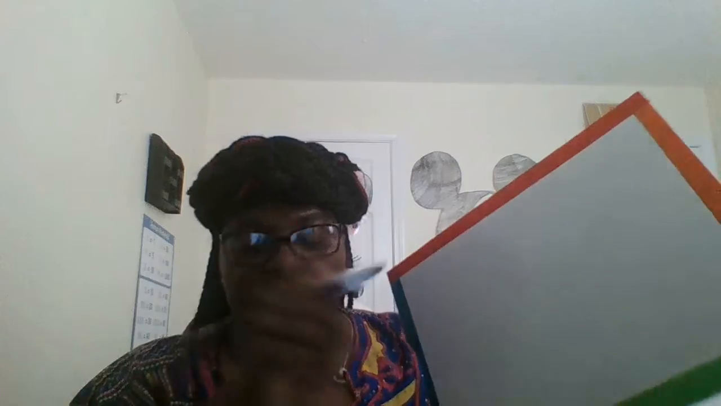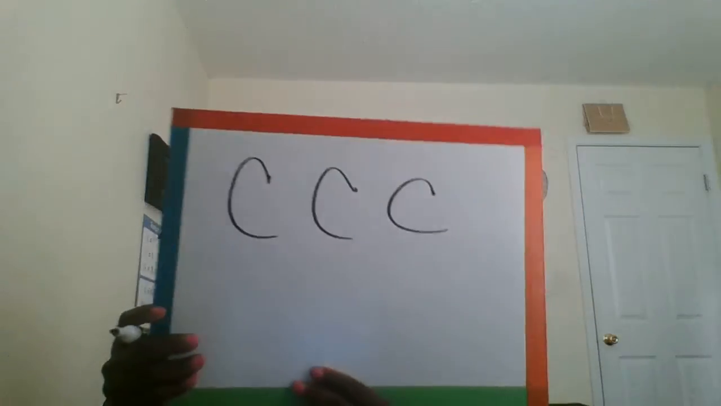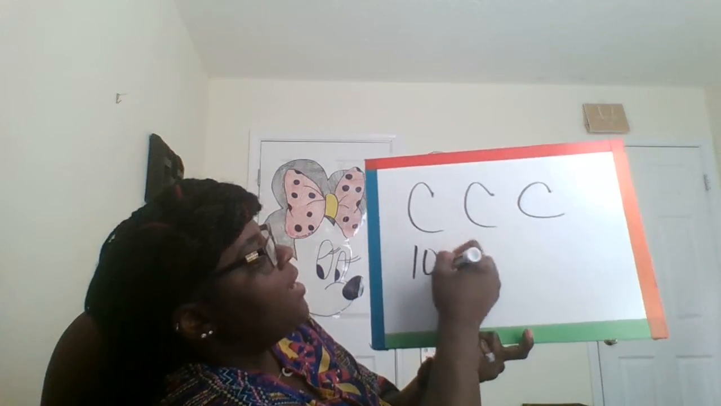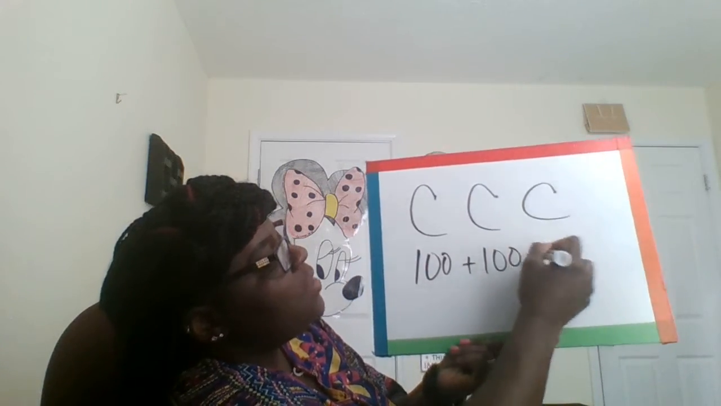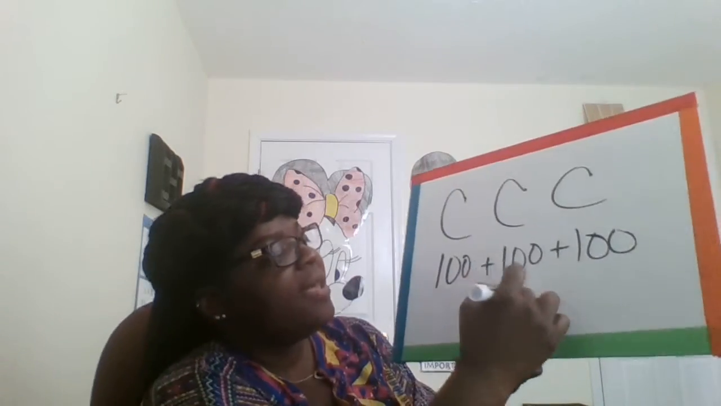And remember, it cannot be repeated more than 3 times. So if I have C, C, C, well, remember, C is 100. So I have 100 plus 100 plus 100. 1, 2, 3. That gives me 300. So that's what you're going to be doing for number 4. You are matching your Roman numerals, okay, to your numeric numbers.